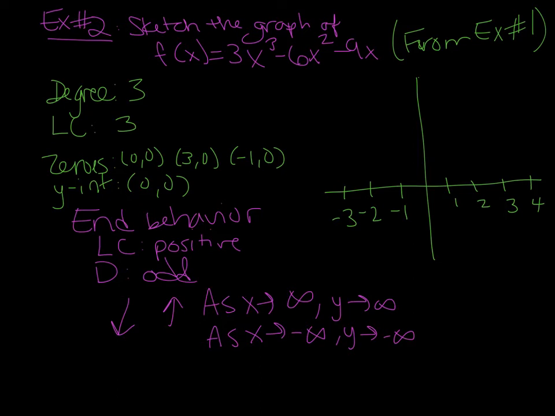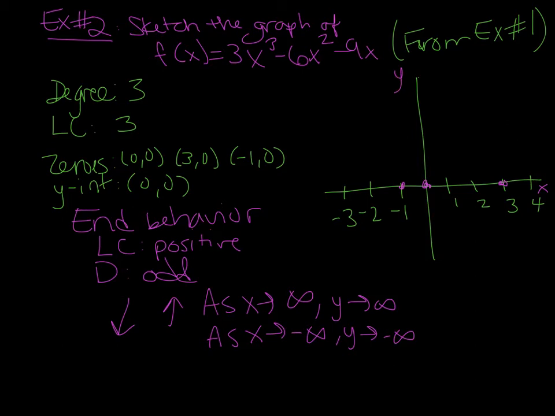So I'm going to start by drawing my zeros. So I have a point at 0, 0. I have a point at -1, 0. And I have a point at 3, 0. Actually, my y-intercept is already done. It's at 0, 0. That one is both an x and a y-intercept.